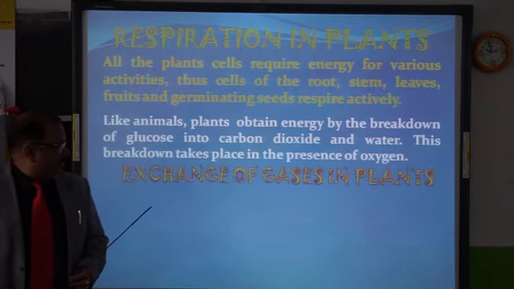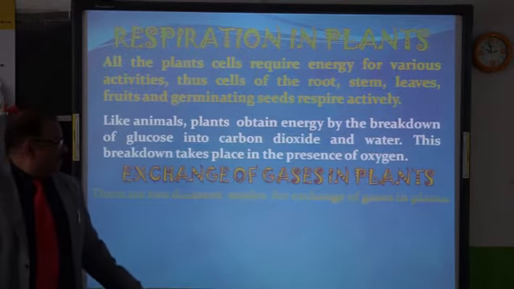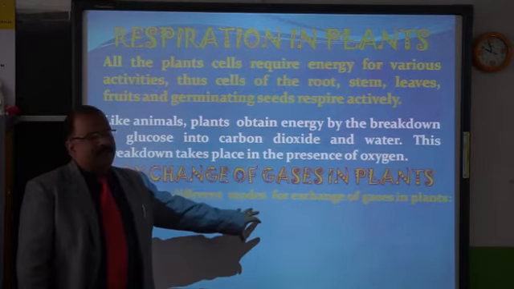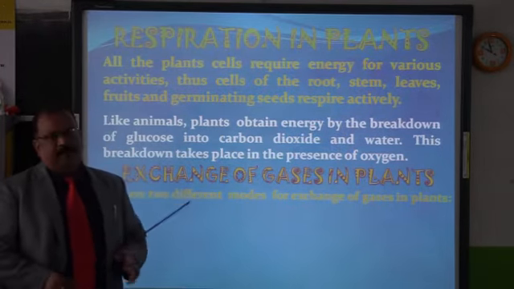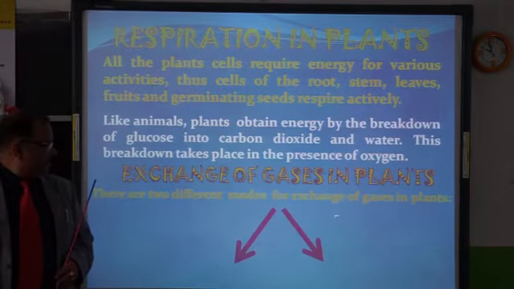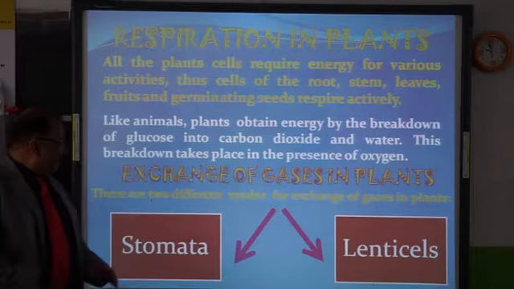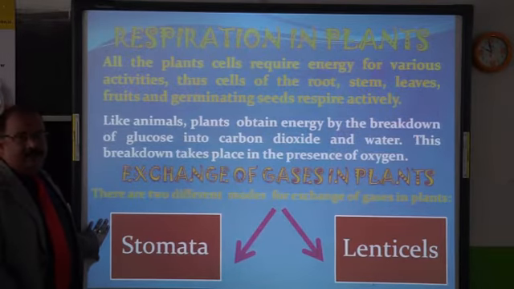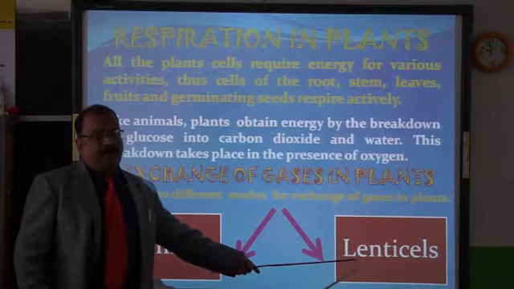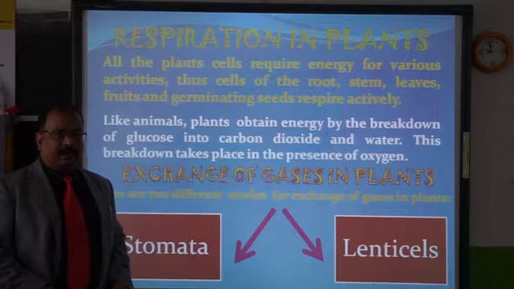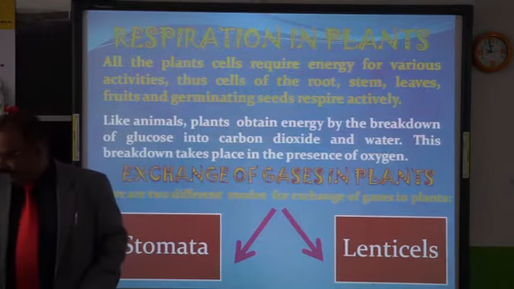And how it happens? Exchange of gases in plants. There are two different modes of exchange of gases in plants. And what are these two modes? First one is stomata. You know about it. We have studied about it. Lenticels you may not be knowing, but today I will tell you what are these, where they are located. Okay. So first we will be starting with stomata.